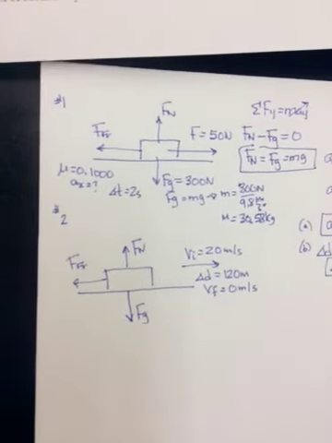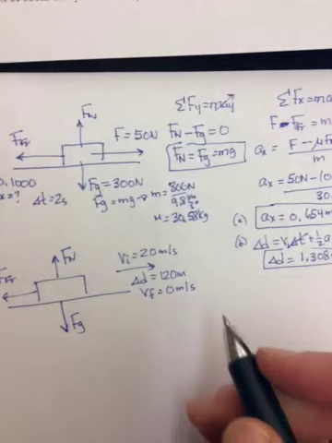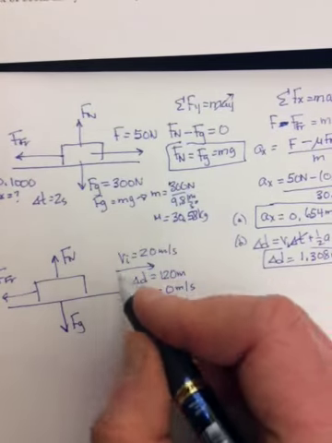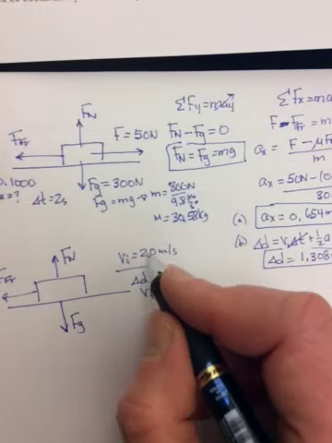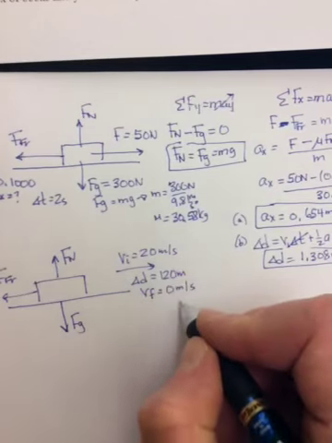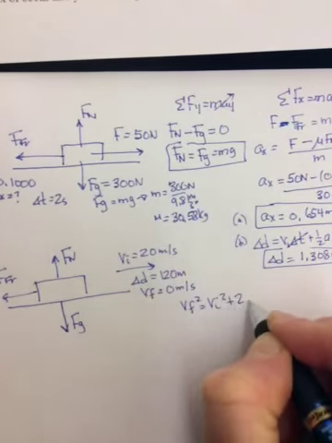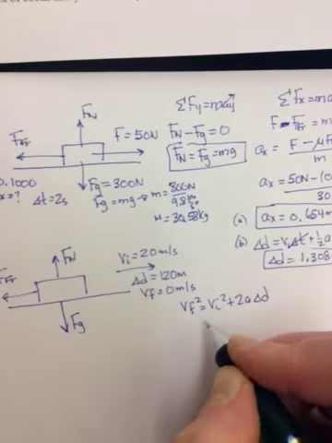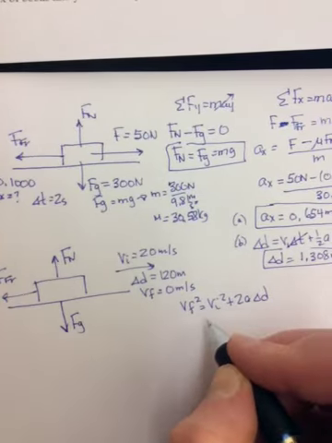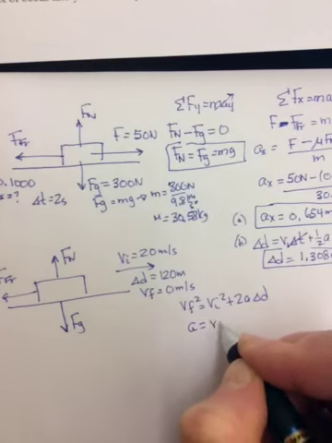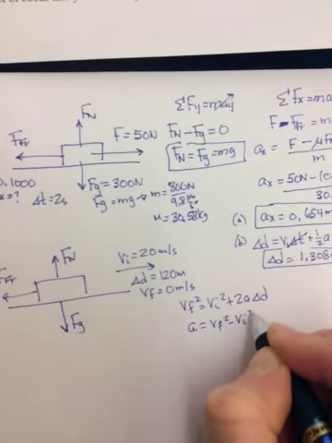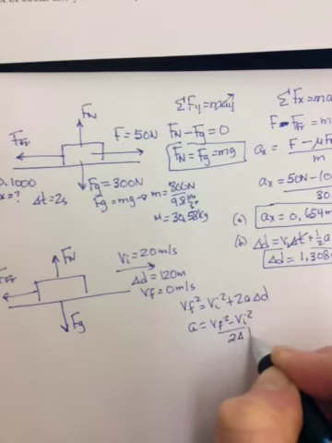They put an F in and then they don't know how to find it because it doesn't actually exist. Okay, so the first thing we can find is our acceleration because we have a VI, a VF, and a delta D. So we can do VF squared is equal to VI squared plus 2A delta D. And then we're going to rearrange for A. So A is equal to VF squared minus VI squared over 2 delta D.